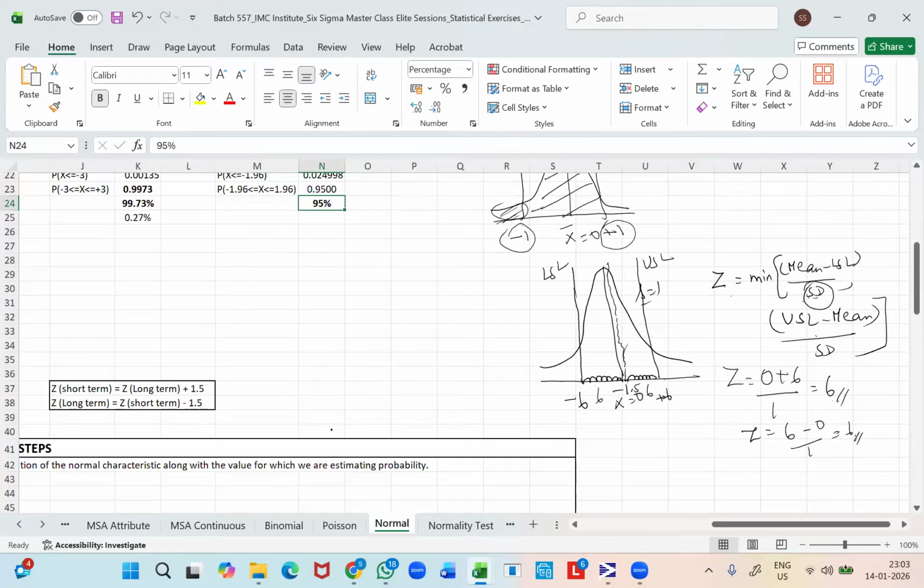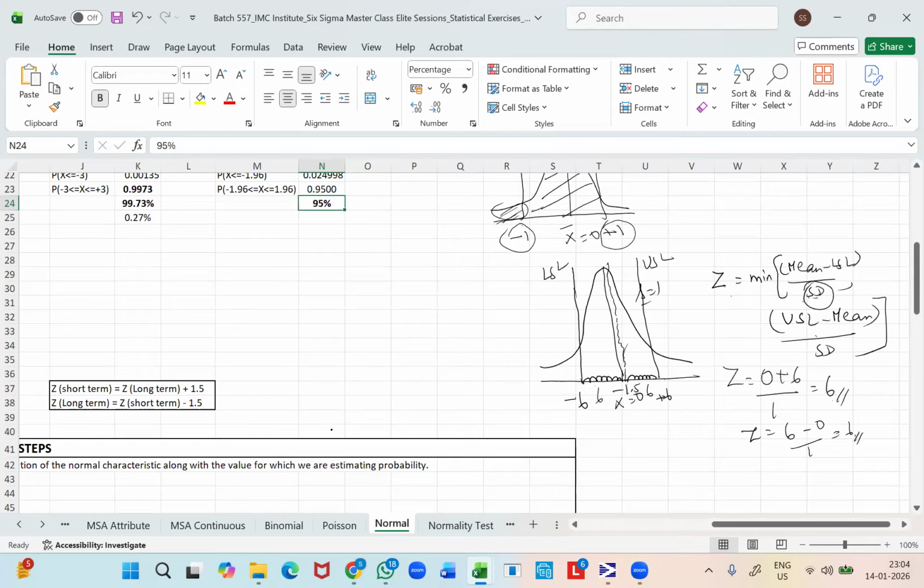But then Motorola doesn't say anything about the standard deviation, right? So they assume that the standard deviation will remain the same in the long run. Only the mean will actually shift 1.5 either to its left or to its right. So how come it is exactly equal to 1.5? Why can it not be 2.5 in the long run? There is no answer. So how come the standard deviation remains the same? No answer, right?